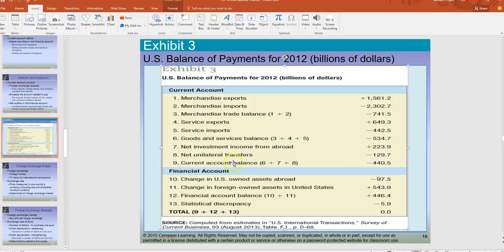Finally, the current account is just a summation of 6 and 7 and 8. 6 is our previous balance of goods and services. Then we add net investment income and net unilateral transfers, and we get a negative 440.5.